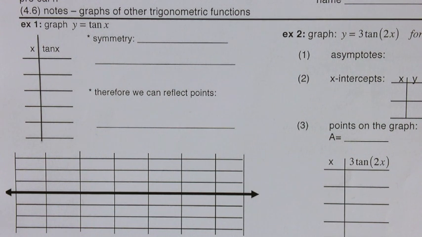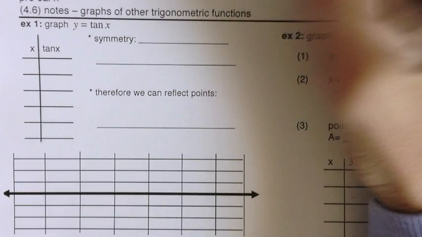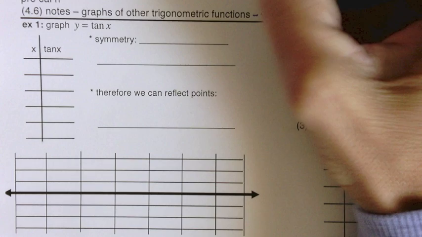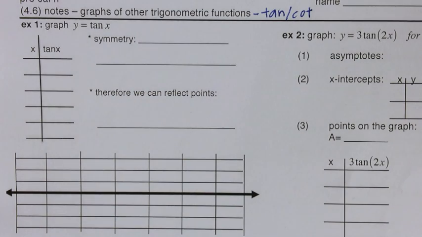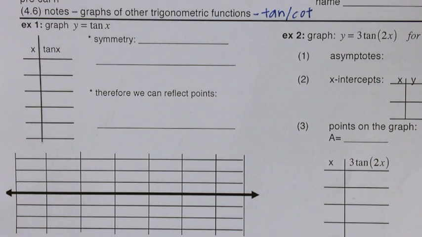Okay, today we're doing 4.6, which is graphs of other trigonometric functions. Mainly in this lesson, the two graphs we'll be looking at are the two we haven't seen, which are tangent and cotangent, which look quite different from the sine and cosine graphs, and there's a reason for that. It all has to do with tangent's ratio being y over x. So let's go ahead and get started.